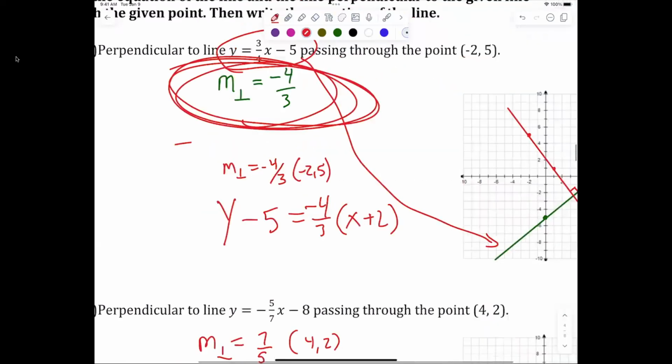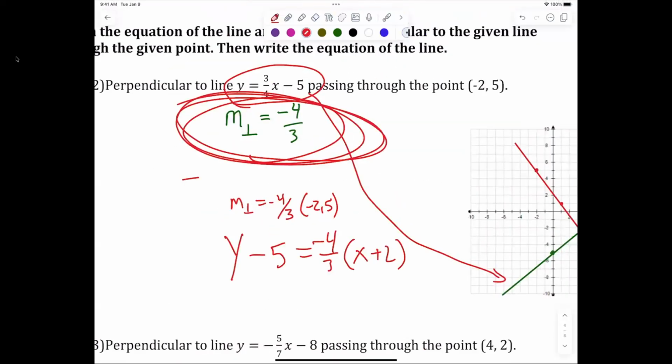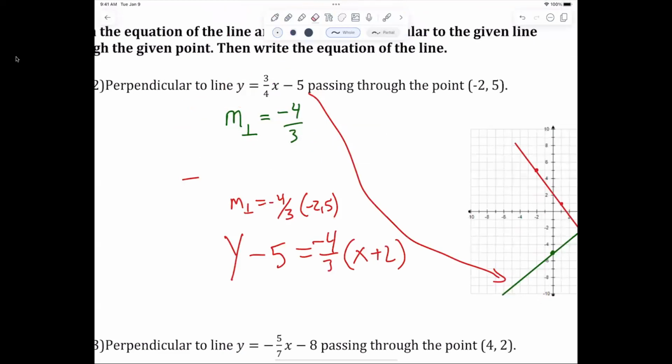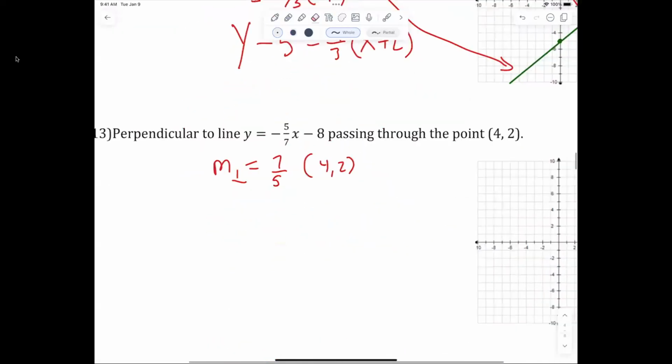How did I get over here? How did I get -4/3? So what do you think I did down here? I don't really multiply by the reciprocal. I do the reciprocal. What is the reciprocal of -5/7? But I said they're opposite signs. Come on, Palmer. You're brilliant. All right. Same exact way as we did the one before that.